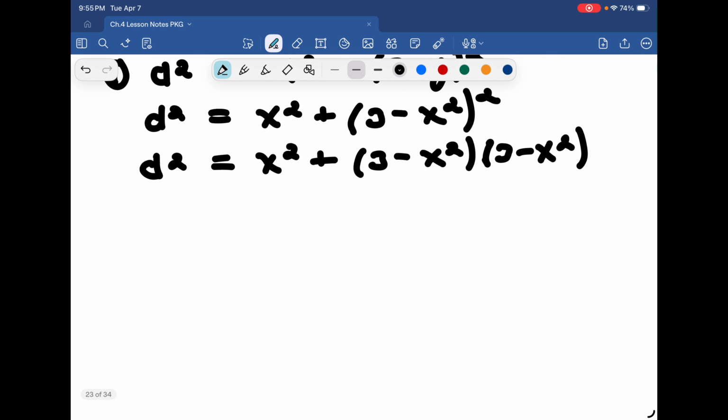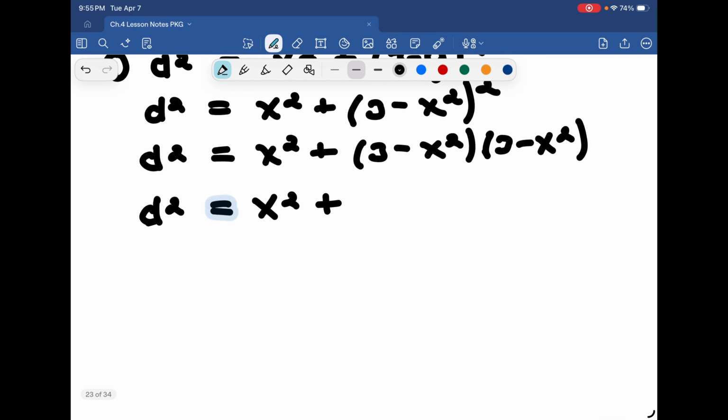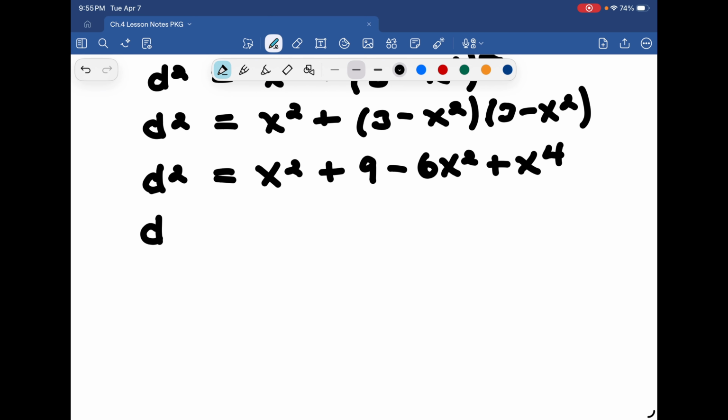Now when I expand this out, it's going to give me distance squared, which is equal to x squared plus, and I'm going to do the combination just in my head here. 3 times 3 is 9. Then we're going to have negative 3 and negative 3x squared, which is negative 6x squared. And then we're going to get plus the x to the power of 4. There we go. Now I'm going to simplify this as d squared equals x to the power of 4, x squared minus 6x squared gives me negative 5x squared, and then plus 9.